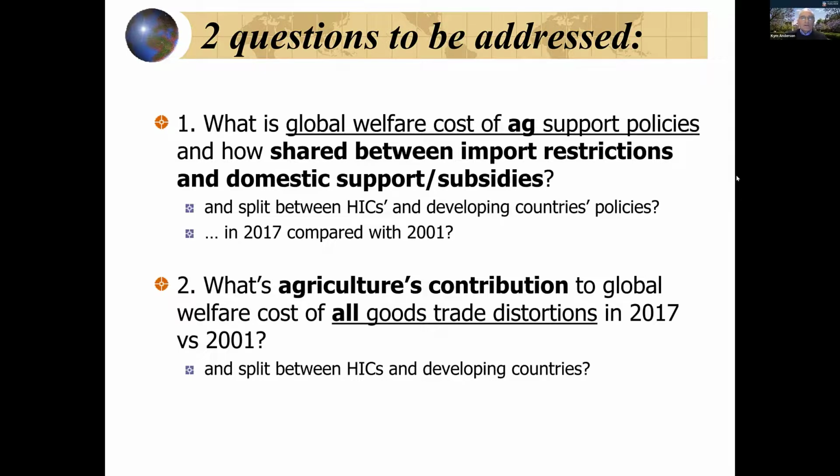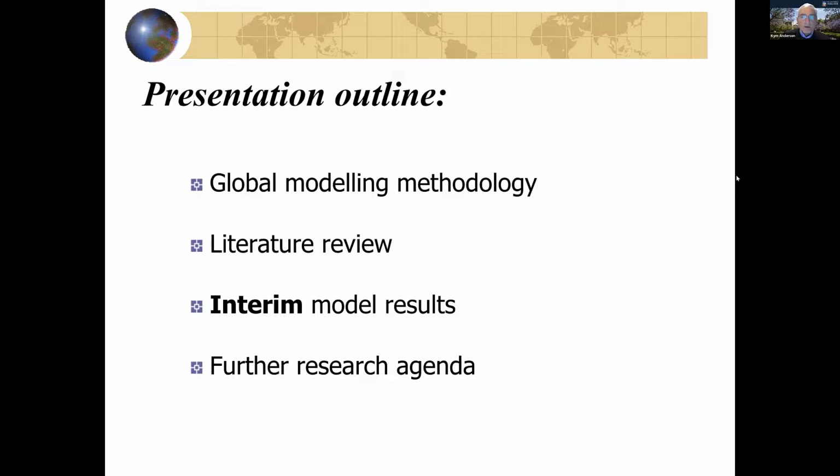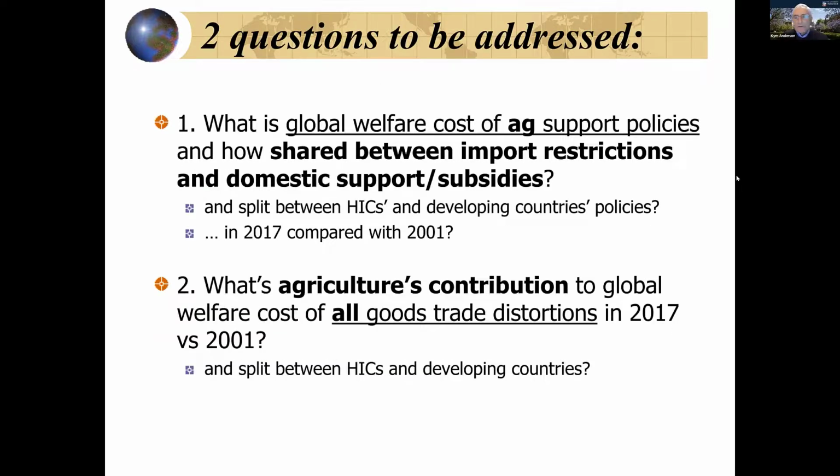The two questions we look at here are, firstly, specifically on agriculture: what are the global GDP or welfare costs of agricultural policies, and how are they shared between import restrictions and domestic support? And how is that split between high-income country policies versus developing country policies? We're going to look at this for 2017 using the database Anna just described, and then compare it with the results from the 2001 GTAP database. The second question is to go beyond that and look at agriculture's contribution to the global welfare costs of all trade measures. Thanks, Anna. Next one.